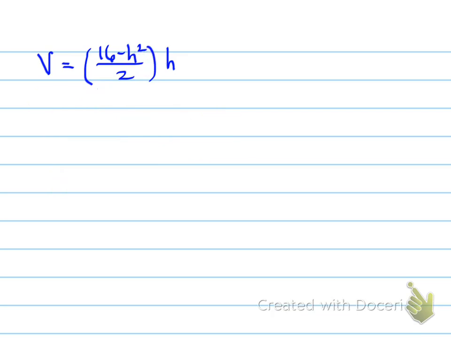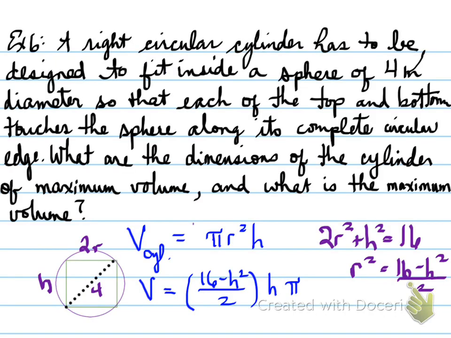Okay, we're going to try that again. So we're looking back at the volume. All right, let's go back. So we have the volume over here is equal to 16 minus h squared over 2 times h times pi, folks. We forgot the little pi there. So let's continue to the other side.